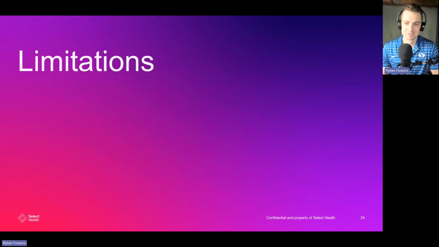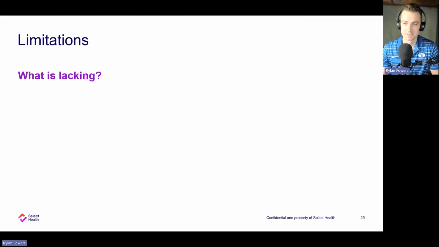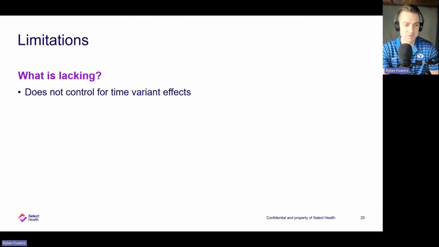So it's not all good, right? There are some limitations, as always. So what does this lack? Well, for one, the most obvious would be that it doesn't control automatically for time variant effects. If you want to control for things that vary with time, those have to be explicitly put in the model. So we kind of got half of our problem taken care of, and we're approaching at least better estimates of actual causal effects, but it doesn't take care of everything.